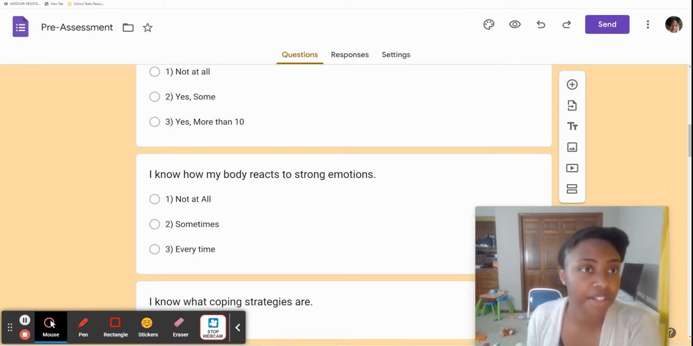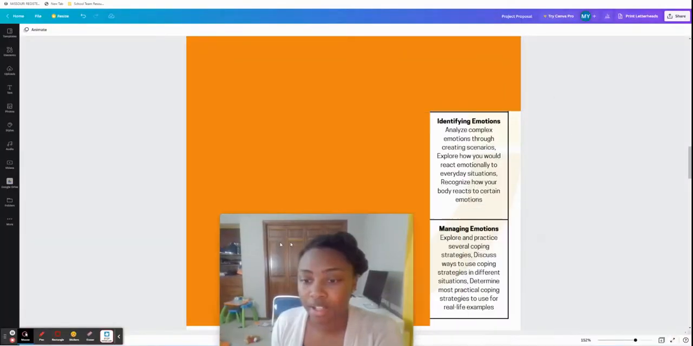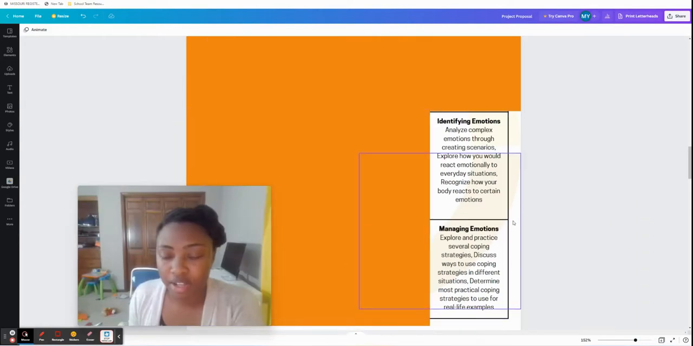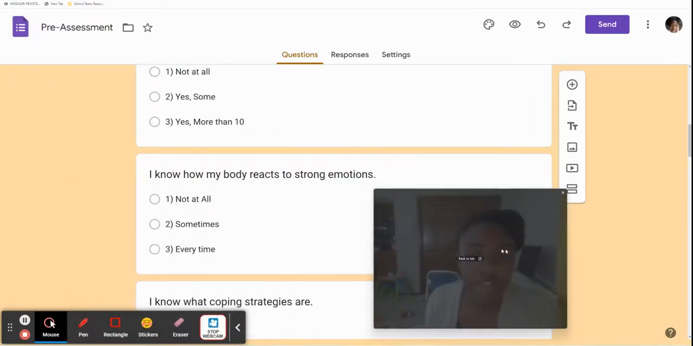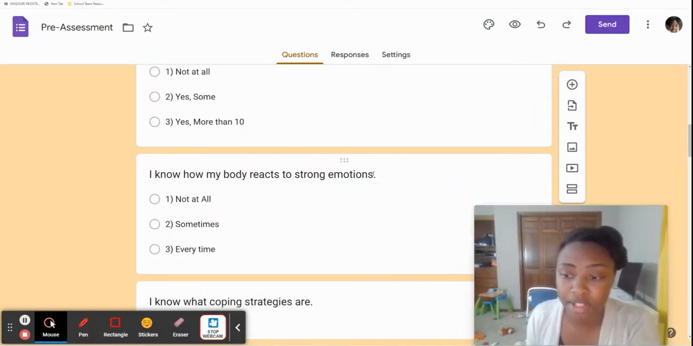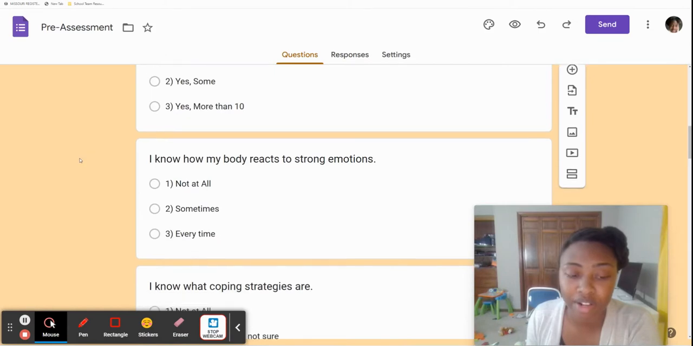So then we can even go back to the next one where it says managing emotions. The objective was to explore and practice several coping strategies, discuss ways to use coping strategies in different situations, and determine most practical coping strategies to use for real life examples. Again, I'm not going to ask them a question over every single one, just the ones that I feel would be best measured or practical to measure during a classroom setting, because some things that I'm teaching them, I want them to learn at home.